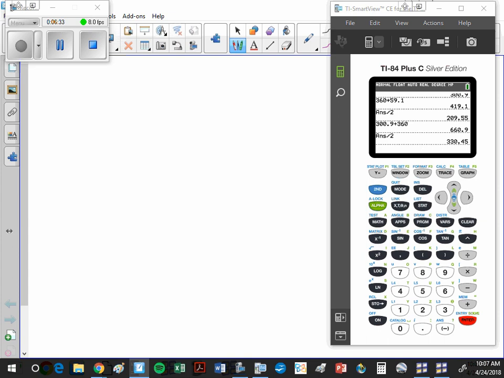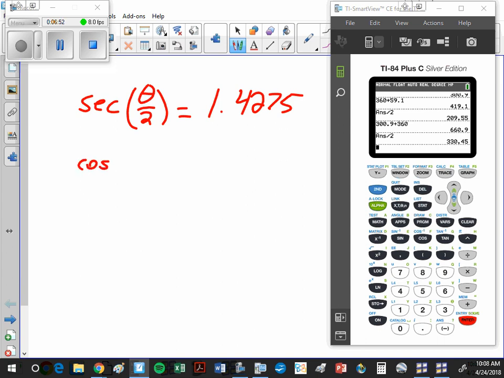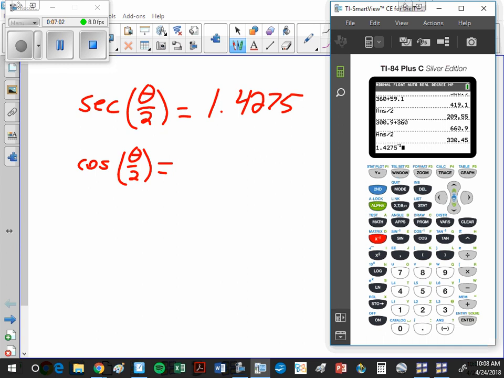Okay, so let's do 44. The secant of theta over 2 is equal to 1.4275. What do I want to do to start? I want to say the cosine of theta over 2 is equal to, and you can just do 1.4275, and you can just hit this inverse button, and that will flip it upside down and calculate it for you, 0.7. Or you could do 1 divided by 1.4275.